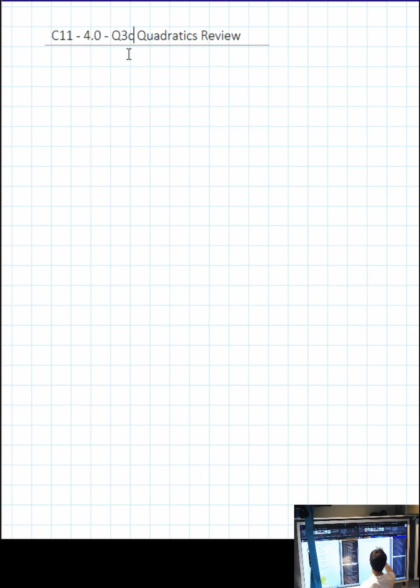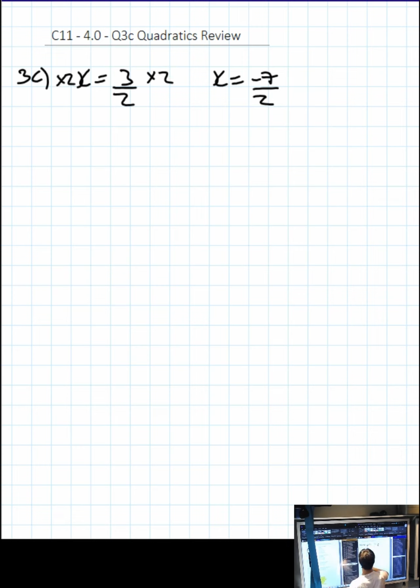All right. Okay, we have 3c. So let's say x equals 3 over 2. And off to the right, x equals negative 7 over 2. So the equation on the left, we're going to start by timesing both sides by 2. Always on the tops. Times 2. So let's clean that up. Let's cross off the 2s on the right-hand side. And let's say 2x equals 3. And let's minus 3 from both sides. And we're going to have 2x minus 3 equals 0.